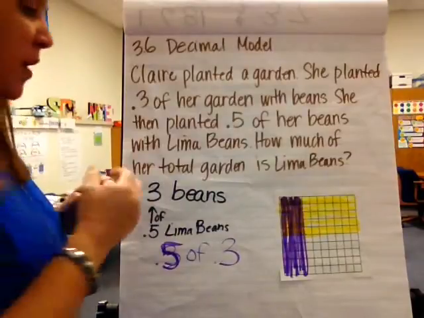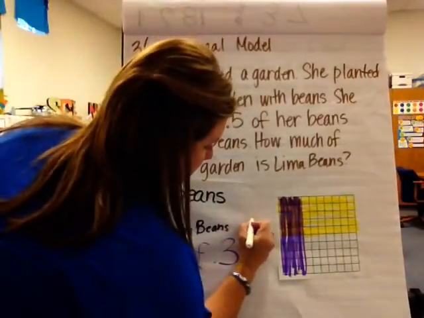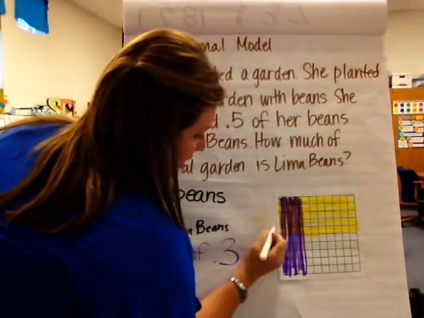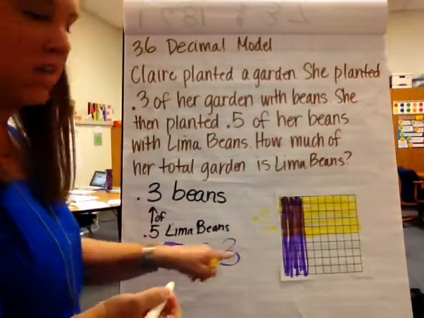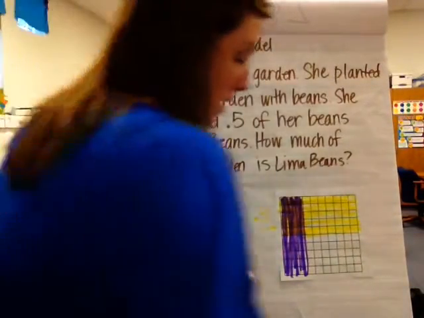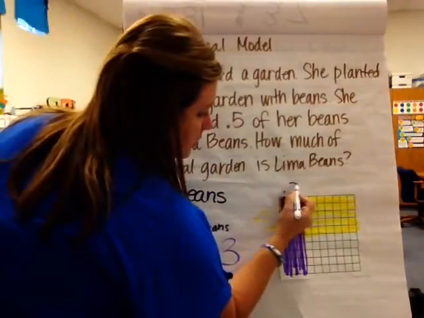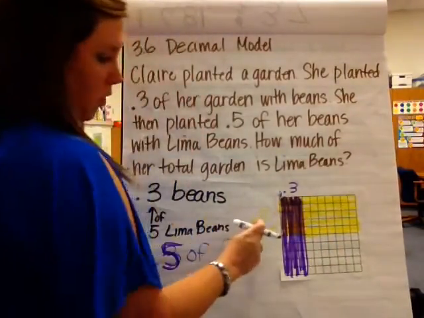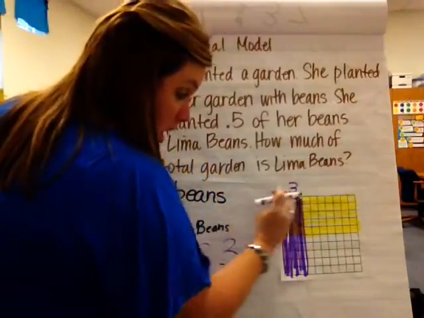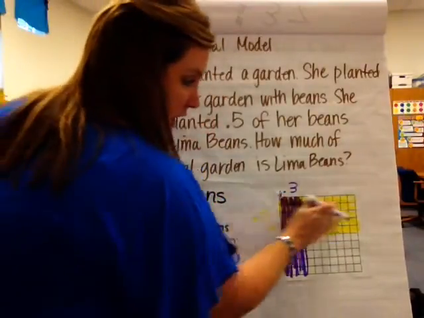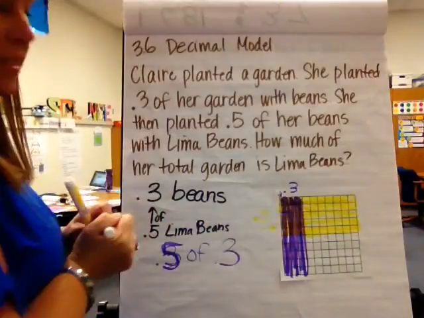Okay, so going back representing, again, you can't probably see this. This is 5/10 going this way. Oh, you can kind of see it. 5/10 going that way. Down here is my 3/10. Okay, so of my 3/10, 5/10 is lima beans.